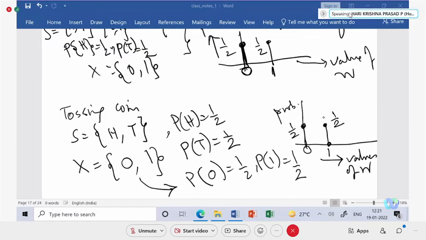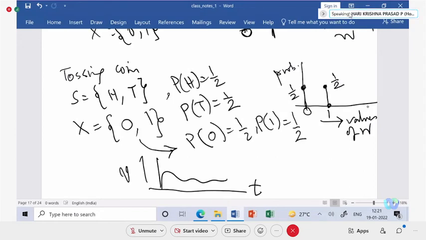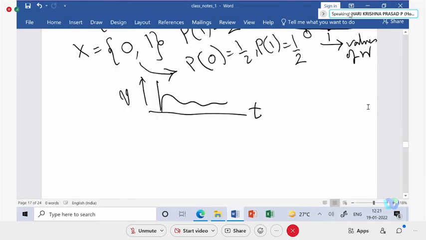The concept is normally what we do. I have a signal as a function of time: voltage, the amplitude of the voltage, along the y-axis, and time along the x-axis. What is the thing of interest to us? I want to know it as a function of time. The dotted lines are the actual signal.